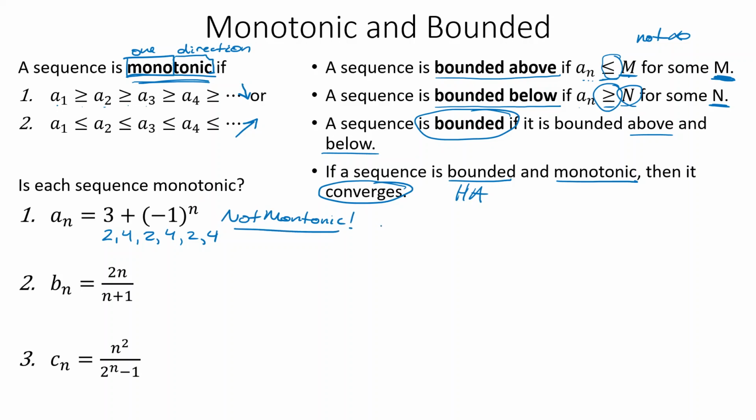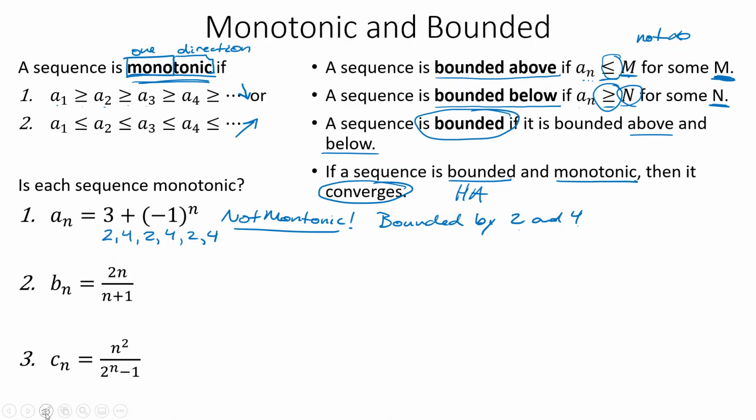All right, but it is bounded. It definitely is bounded by 2 and 4. It never gets bigger than 4, and it never gets lower than 2. So, you know, it's got the equal to here. If you wanted to, you could say it's bounded by 1 and 5. That would also be true.